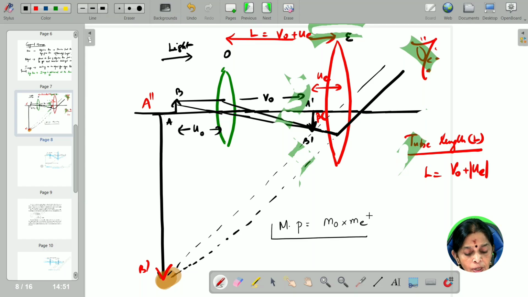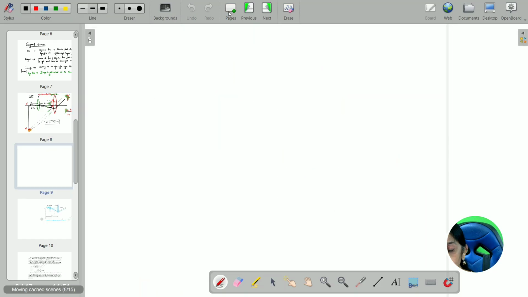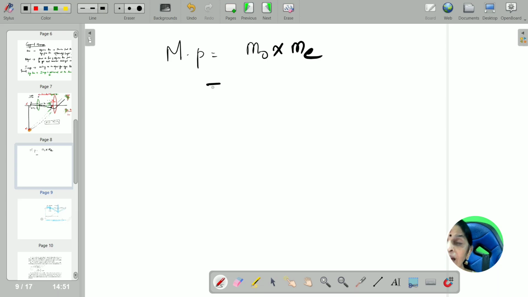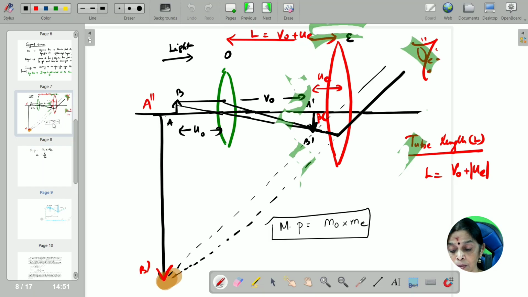So magnification power is equal to MO into ME. I have already told you the eyepiece is similar to that of a simple microscope. Therefore, magnification power is equal to magnification of the objective into magnification of the eyepiece. Magnification of the objective is linear magnification, that is equal to minus V0 by U0. How minus? Because light comes from left to right, V0 is positive but U0 is negative. So let me write V0 is equal to plus V0 and U0 is equal to minus U0.